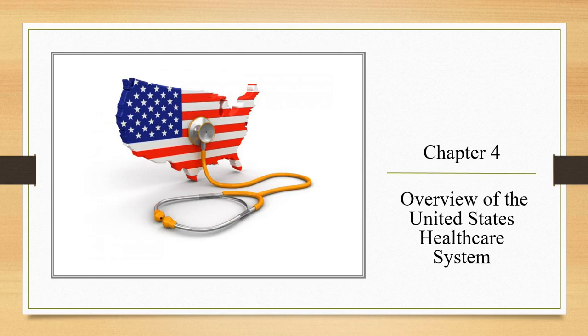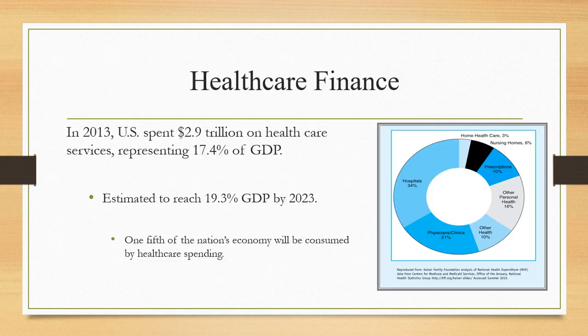All right, so let me jump to slide 3 on healthcare finance. Here we're showing that in 2013, the US spent about $2.9 trillion on healthcare services, which represents about 17.4% of the gross domestic product. Now, remember, when we're talking about GDP, we are talking about the total value of goods produced and services provided in a country during 1 year.